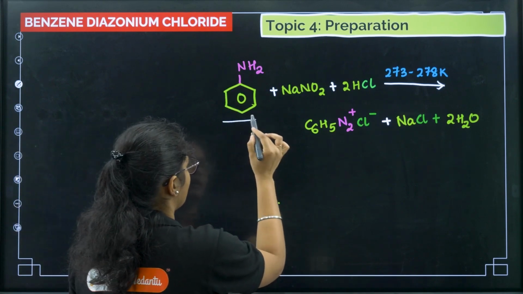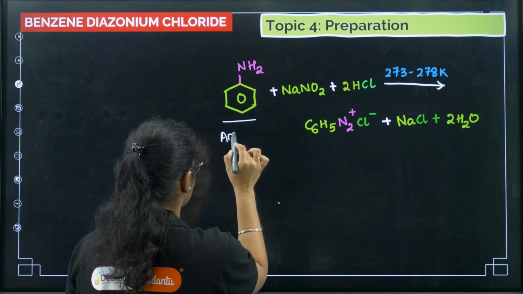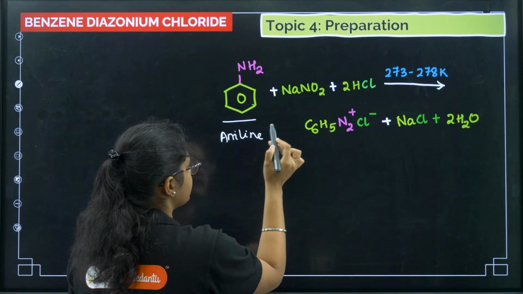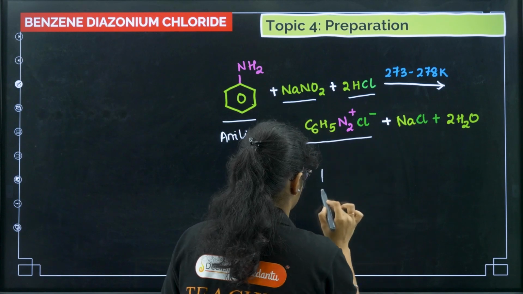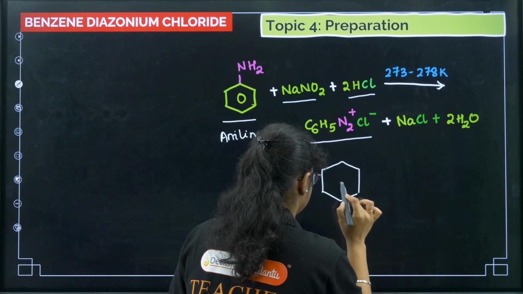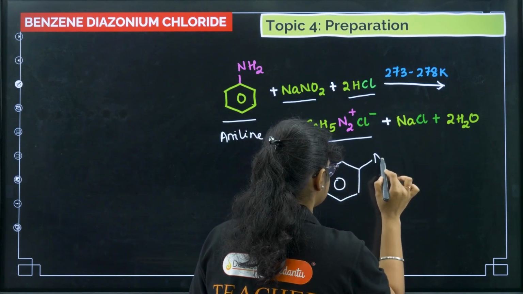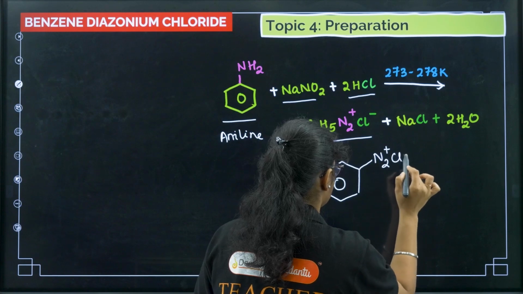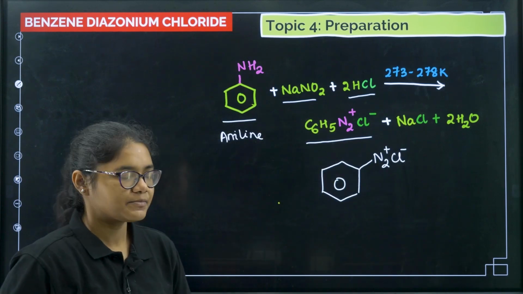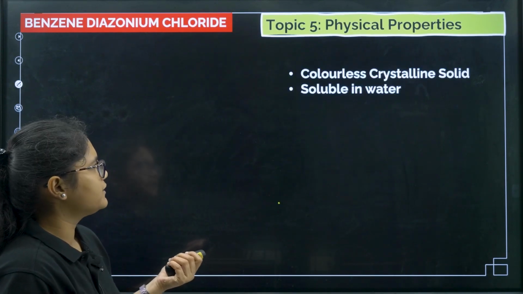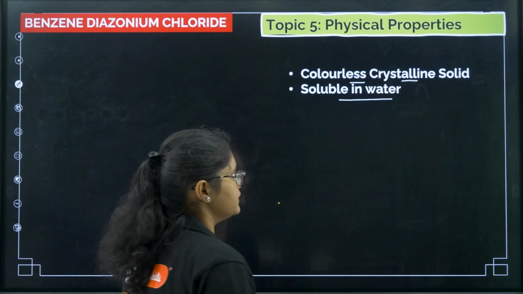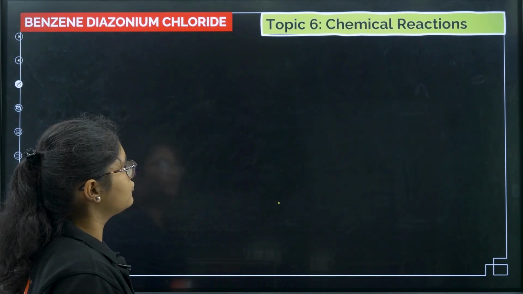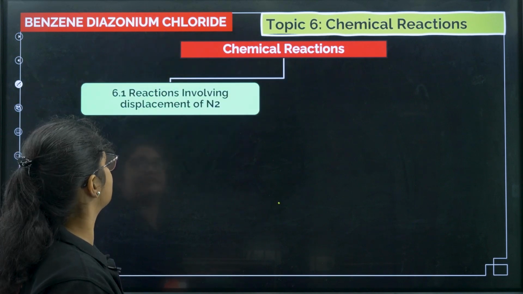Just take aniline and react it with HNO2 or nitric acid. This will give you benzene diazonium chloride. Next, coming to its physical properties, it is a crystalline colorless solid and it is soluble in water. Now going to the most important thing, that is the chemical reactions.